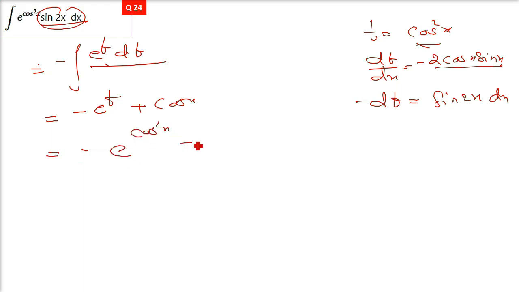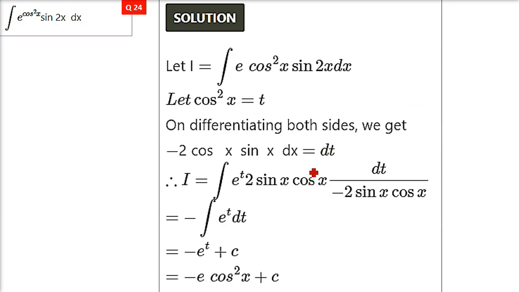So negative e raised cos square x, I'm replacing t by cos square x now. This was the constant of integration. So this is your final result. Negative e raised cos square x plus constant of integration. So this is the result I was talking about.